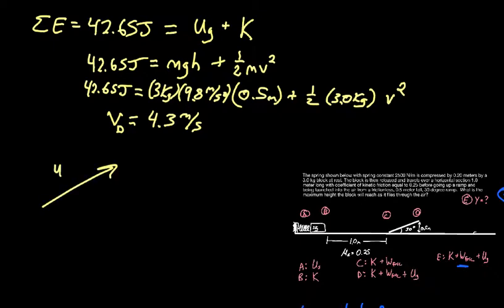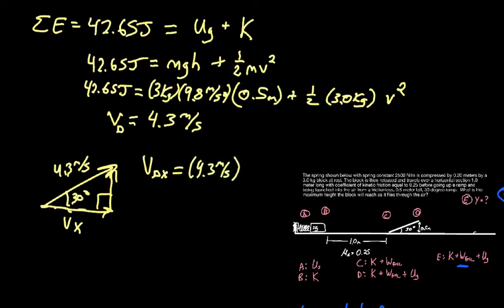So we've got 4.3 meters per second as we leave this 30-degree ramp. So we need to find the x component for that. That's what we're interested in. Vx. So then v_x is equal to the hypotenuse, 4.3 meters per second, times the cosine of 30 degrees. So v_x is going to be equal to 3.72 meters per second.